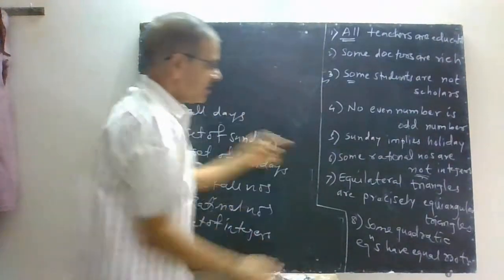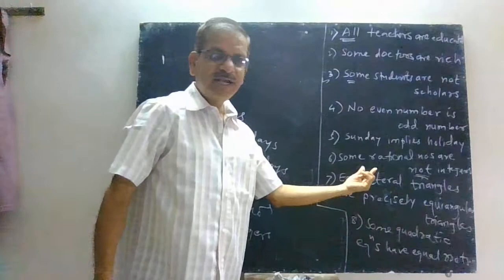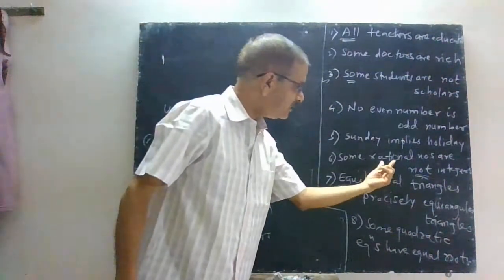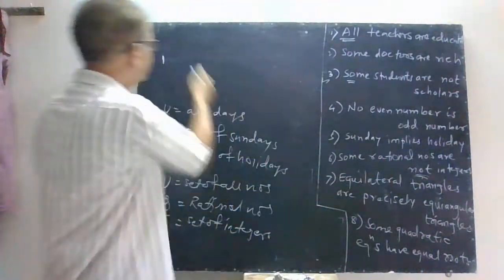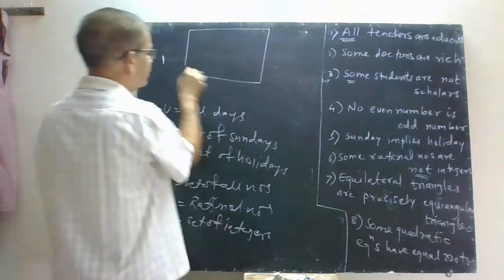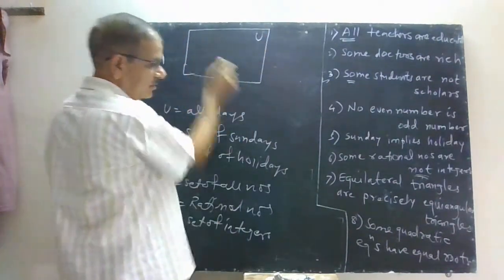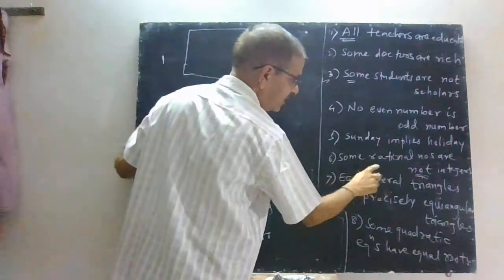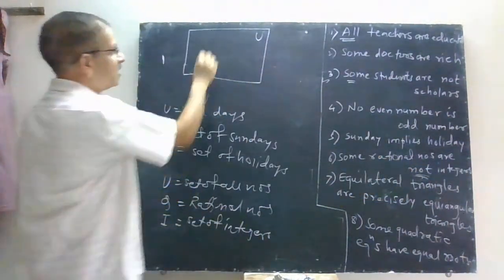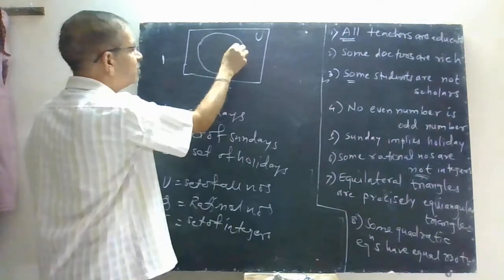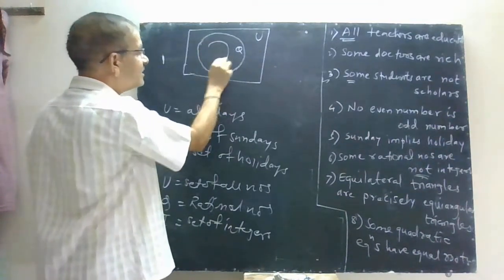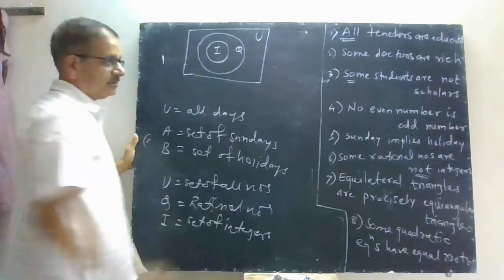Now, though it starts with some, and for some the figure is fixed, here you have to take the meaning of these statements. See, this rational number, when you draw the figure, you draw a universal set U, in which the bigger set of these two is the set of rational numbers. So this is your Q, and inside one you have to draw I.